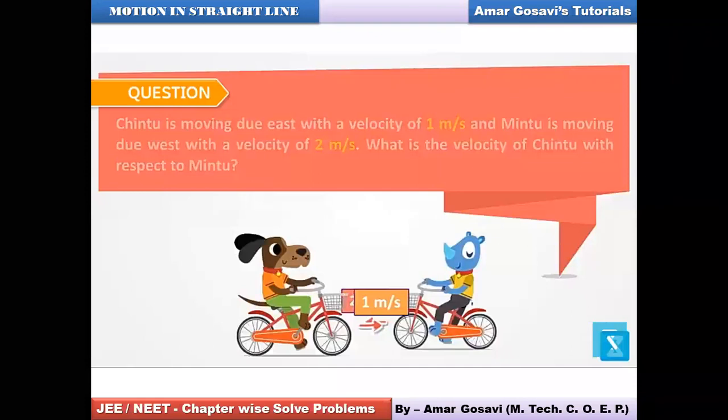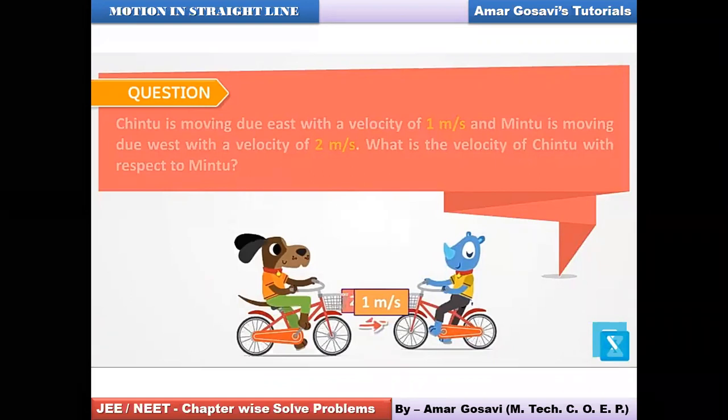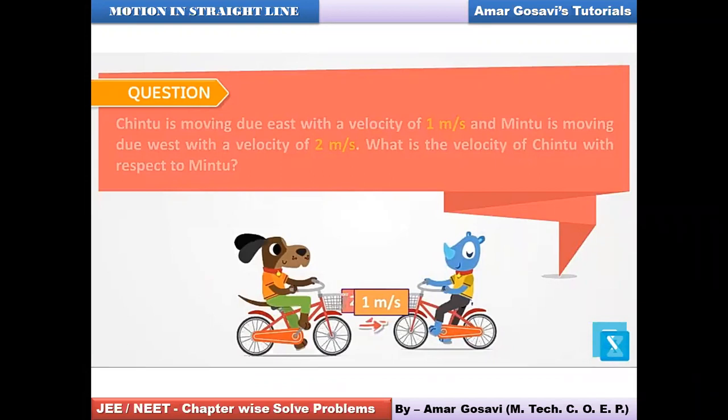So here is a question for you people. You can see Chintu and Mintu. We are talking about these two persons. Chintu is moving due east with a velocity of 1 meter per second. And Mintu is moving due west with a velocity of 2 meter per second. So what is the velocity of Chintu with respect to Mintu? So they are moving towards each other in a way.